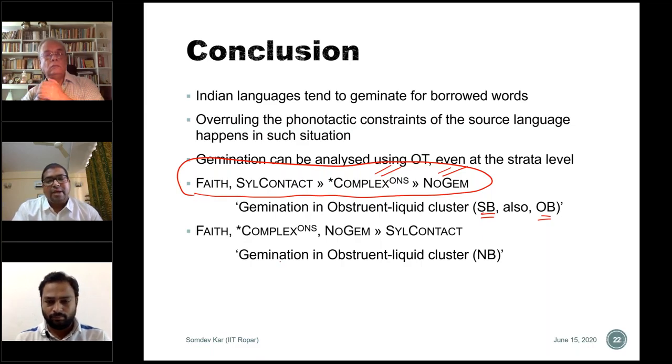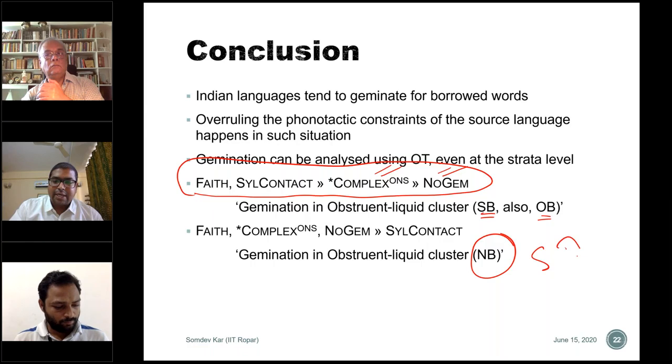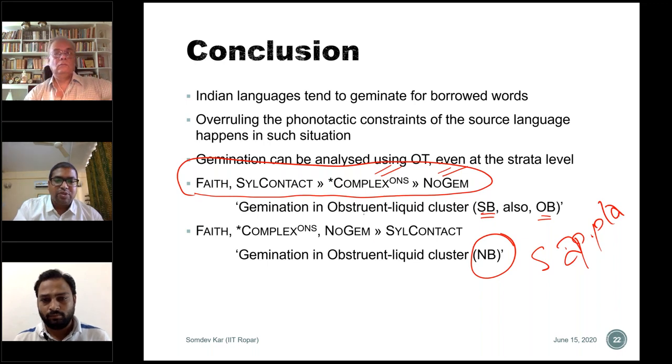Whereas in the native words, we don't want the gemination to happen, like sapla, that water lily example. It doesn't like the gemination. So we have to rule out that sapla, right? That example, we don't want it. So here, No-Gem is higher ranked than syllable contact.